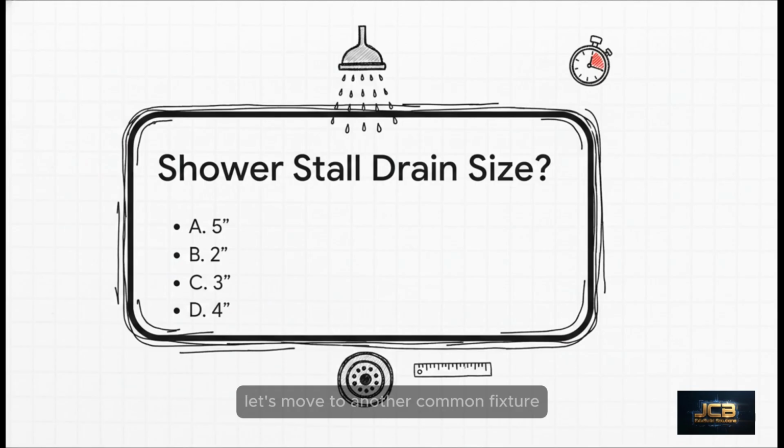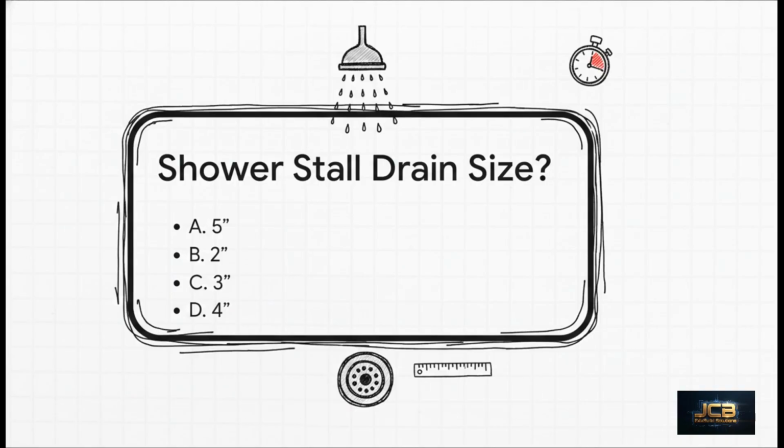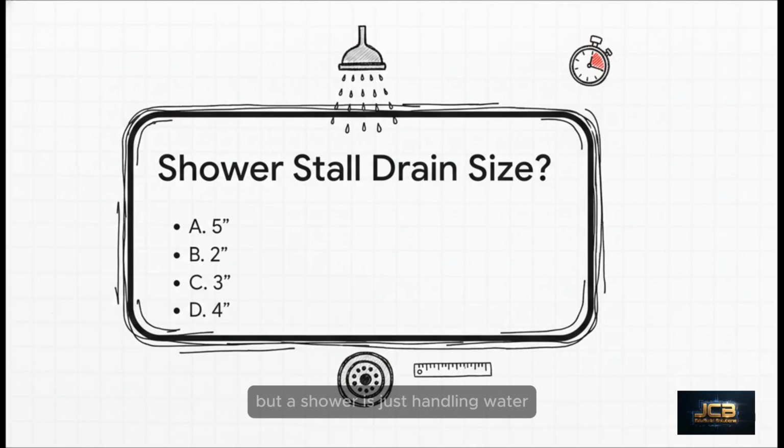Let's move to another common fixture. How about a shower stall? What's the minimum drain size there? 5 seconds on the clock. The answer is B, 2 inches. And this just makes sense, right? A toilet needs 3 inches to handle solids, but a shower is just handling water, so a 2-inch drain is perfectly fine for the flow rate required by the code.